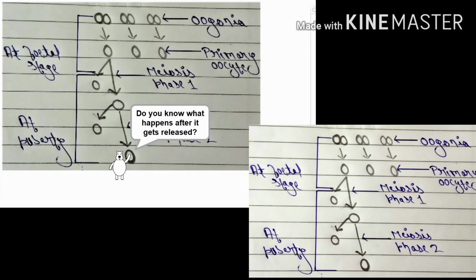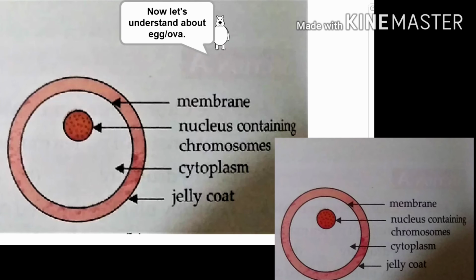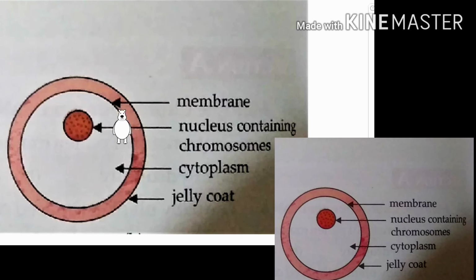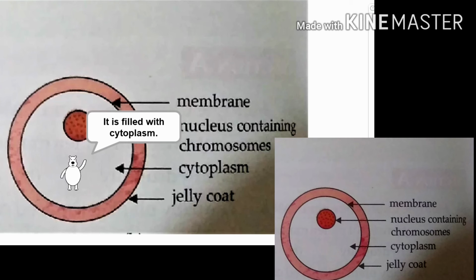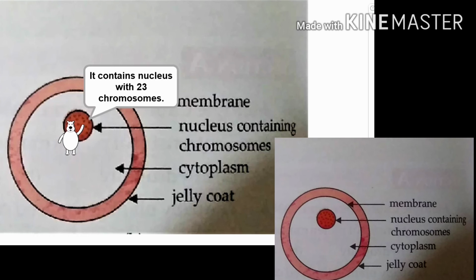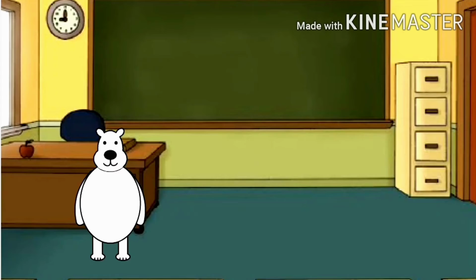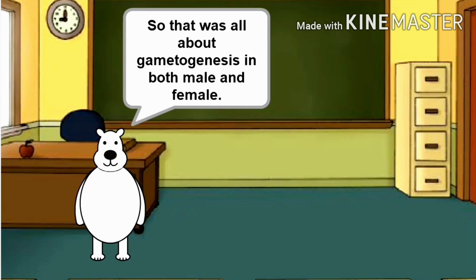Do you know what happens after it gets released? I will explain it while explaining fertilization. Now let's understand about the egg. It is surrounded by two membranes, namely, the outer membrane and the inner membrane. It is filled with cytoplasm. It contains a nucleus with 23 chromosomes. So that was all about a human female gamete. So that was all about gametogenesis in both male and female.